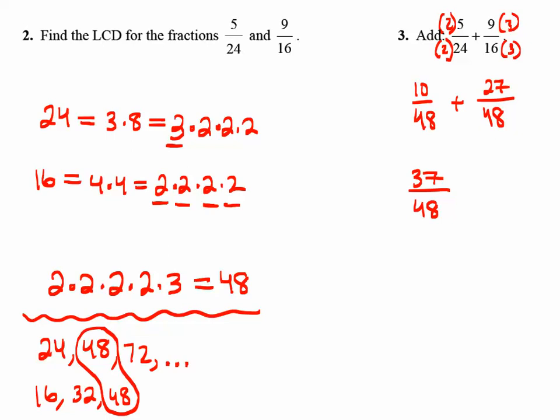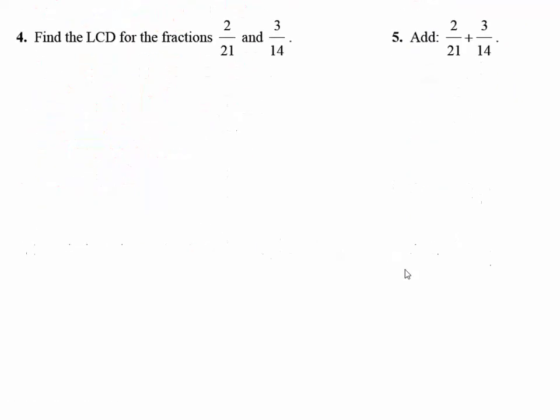All right, so next one, number 4 and 5. Do any which way you like. Go for it. So find me the common denominator for number 4, and once you find that common denominator, use it for number 5.